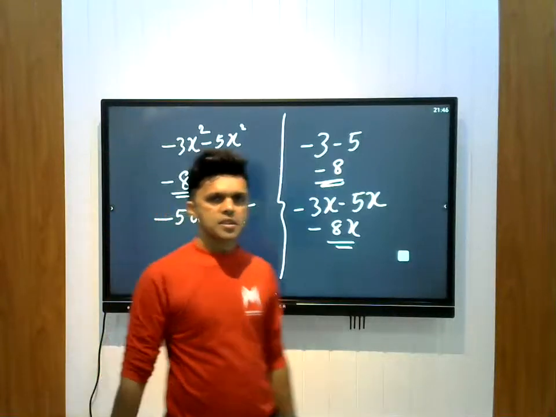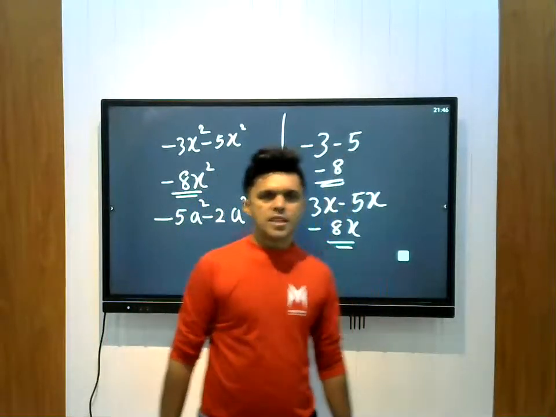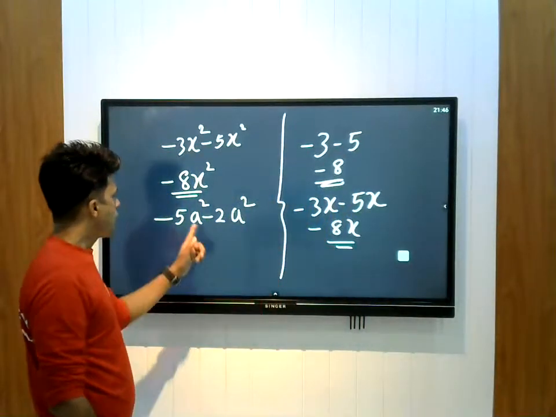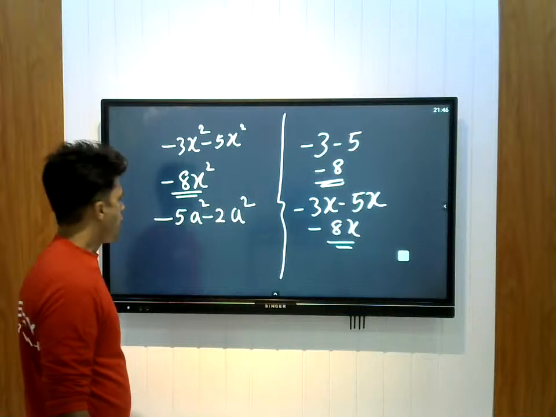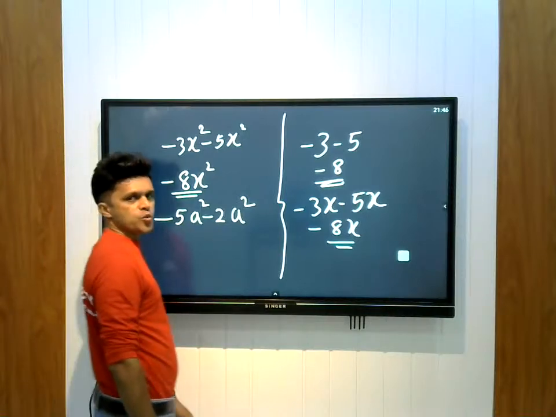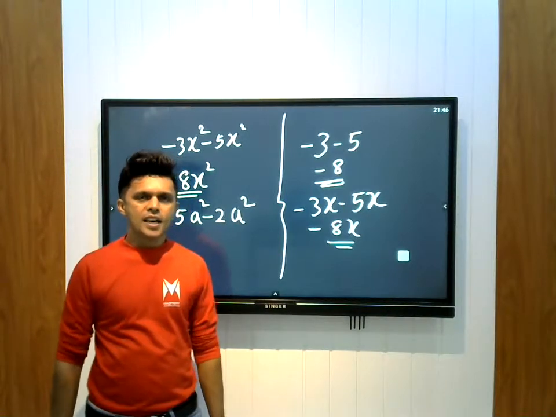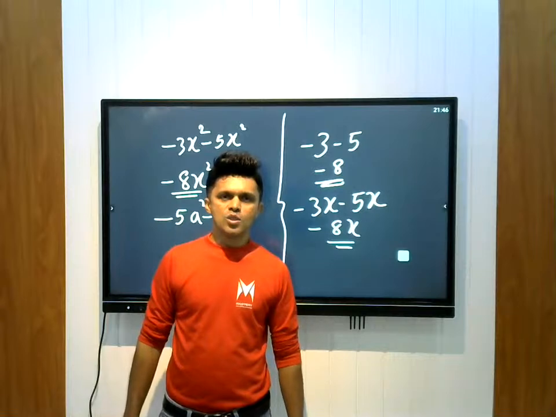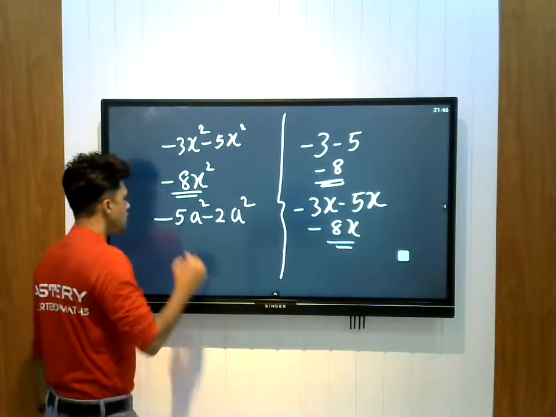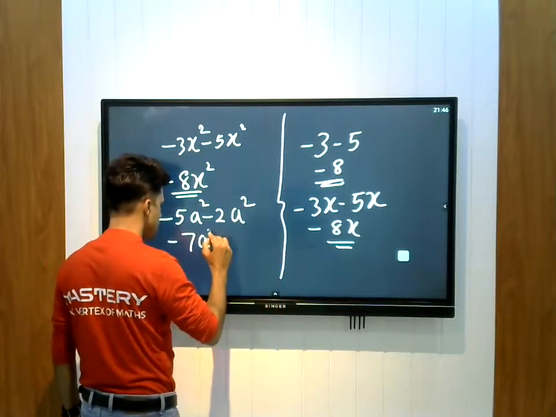What should be the answer here? Minus 5a squared minus 2a squared. What should be the answer? Think of it. Yes, minus 7a squared is the answer.